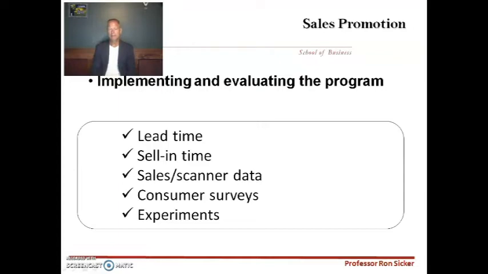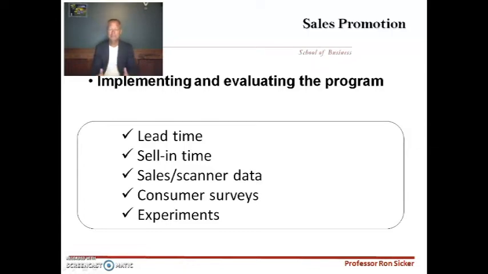So implementing and evaluating, what's the lead time? How long is it going to take to get the word out? What's the sell-in time? If you're going to have coupons, how long does it take for that to hit the shelf? Let me give you an example. The 30 pack with a hockey puck. You got to wait until all of your stock is sold before you can sell the stock with the hockey puck. So that's your sell-in time.